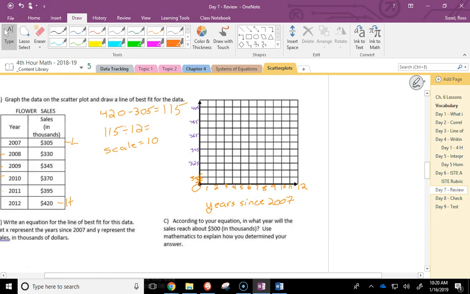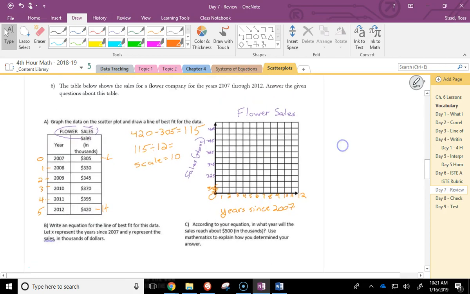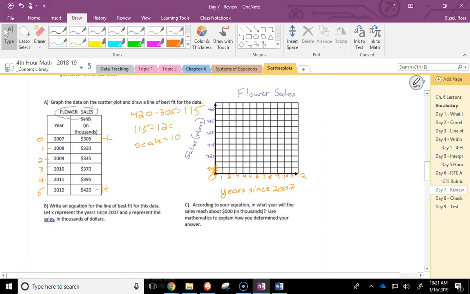And this is sales in the thousands. We then have to have a title of our graph. Our title, our sales. And then we have to plot the points.